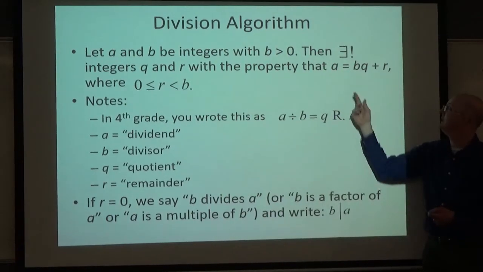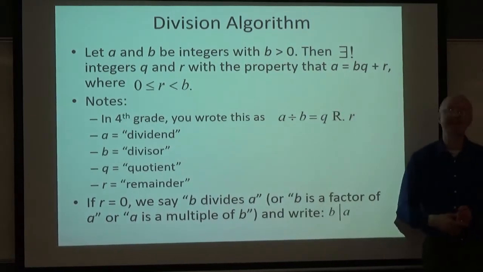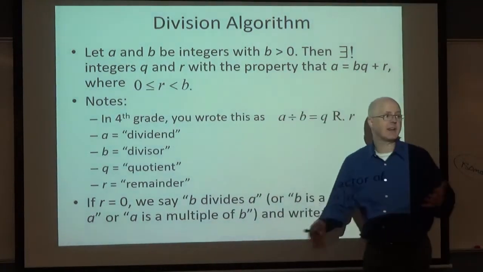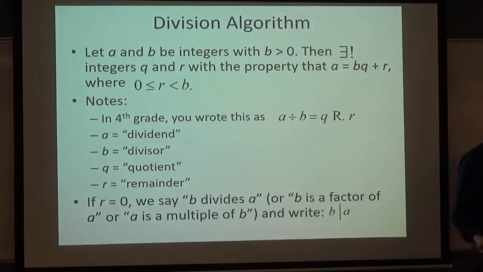Q and R. They are unique with respect to the property that R is greater than or equal to 0 and less than B. You can find other Q's and R's that don't satisfy that condition, but with respect to that particular condition, that R is not negative and it's less than what you were dividing by, B is the thing you're dividing by, it's unique.